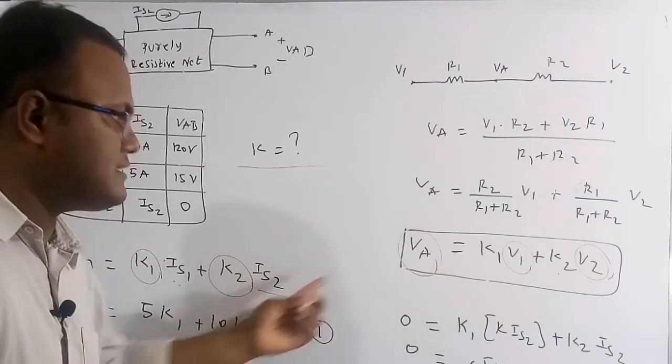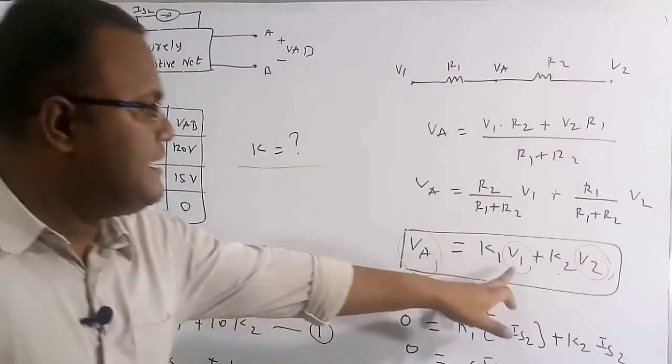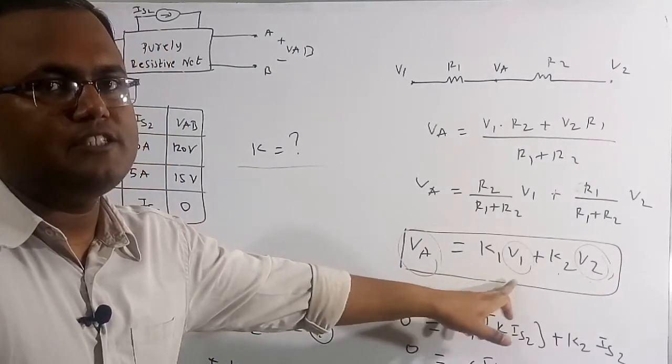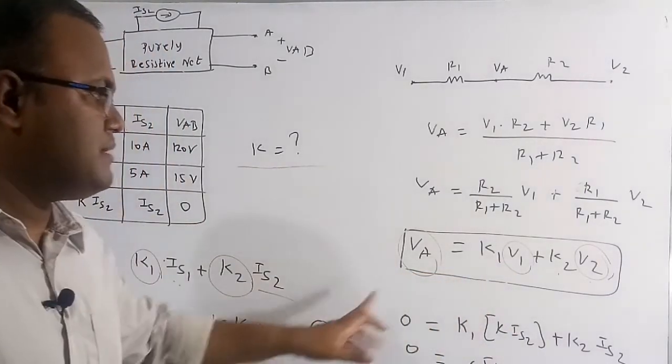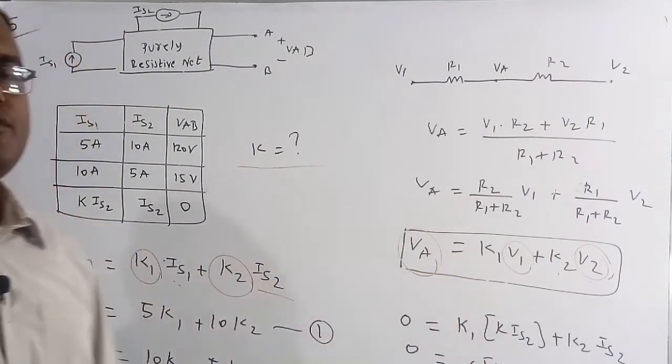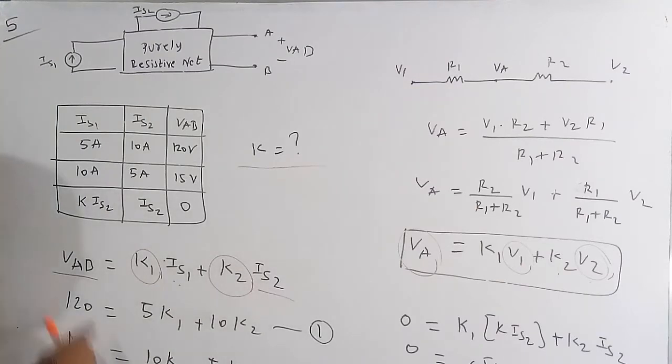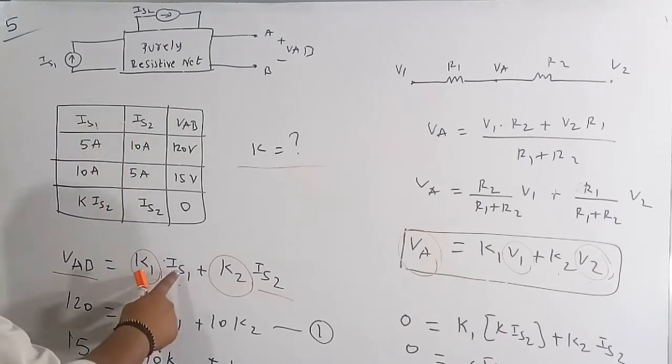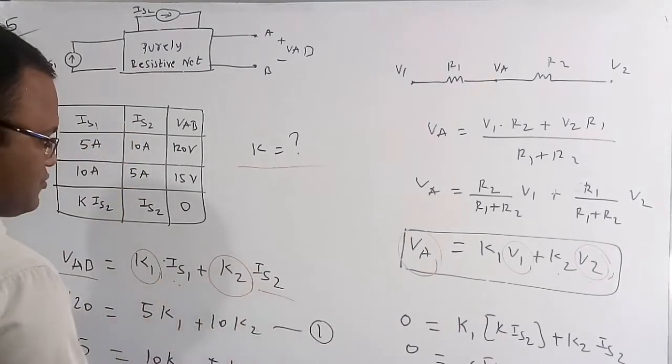These two are in the same manner. The only difference is that here the inputs are currents, not voltages. So this is a standard equation. The output is equal to 120 when IS1 is 5 ampere and IS2 is 10 ampere. Substituting, 5 into K1 plus 10 into K2 equals 120. This is the first equation.